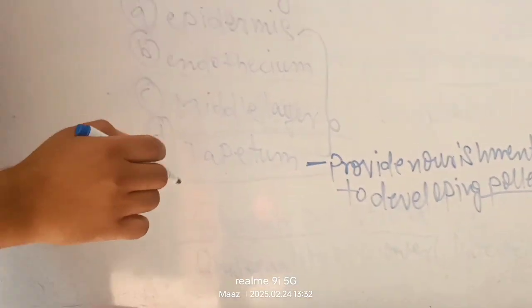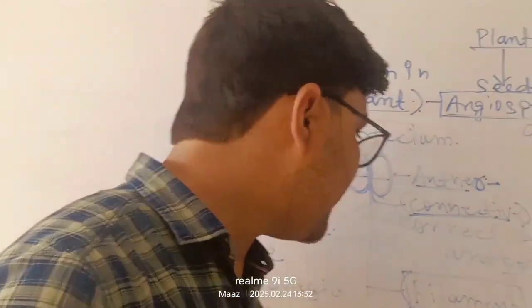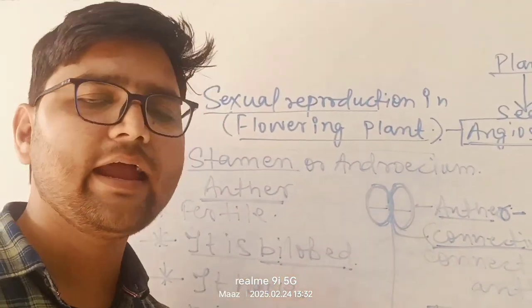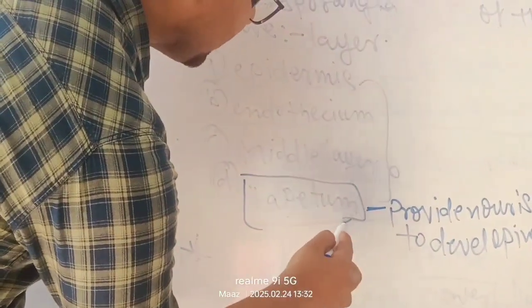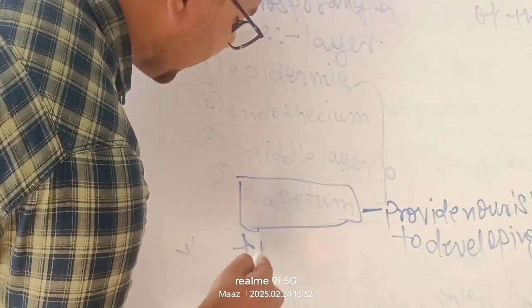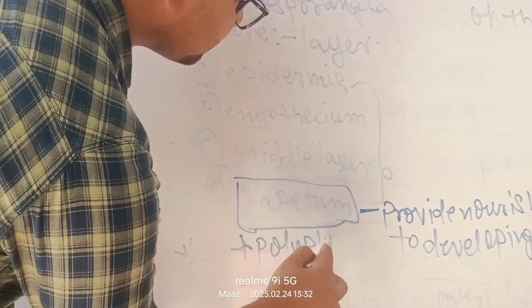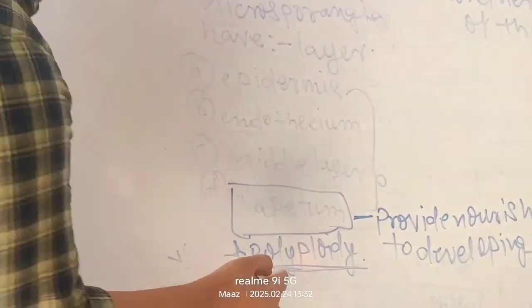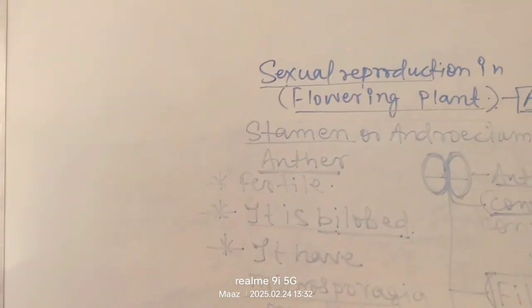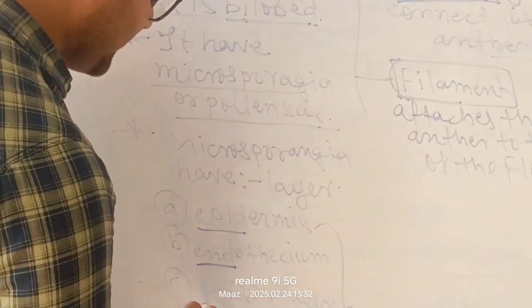Means the pollen grains are basically spores. The pollen grains develop inside the anther and they get nourishment from the tapetum. And one more thing about the tapetum, it is polyploid. It is multinucleate. And they are polyploid. The layers are epidermis, endothecium, middle layer.